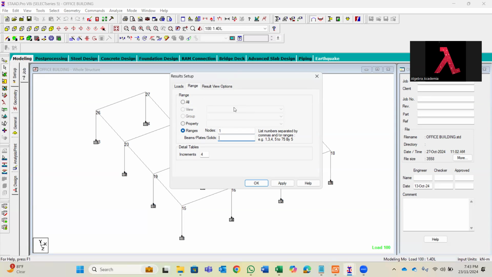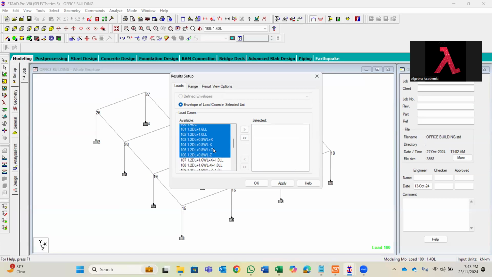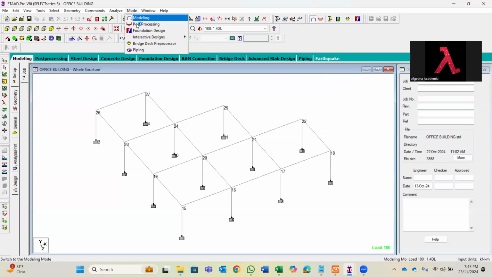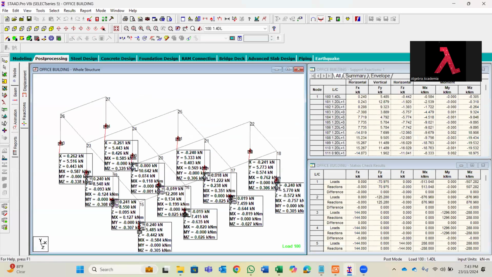There won't be any beam numbers and loads. And remember, whenever you do the connection design, you have to use the ultimate cases, not the service combinations. So I took all the ultimate combinations on the right hand side. Previously it was like this, so now I'm only selecting the factored combinations. Then going with mode, post processing, node, reactions, summary.